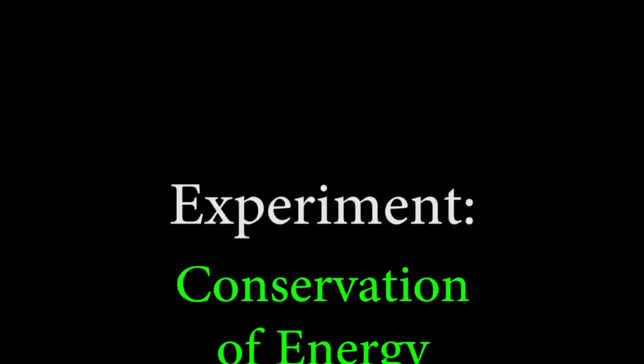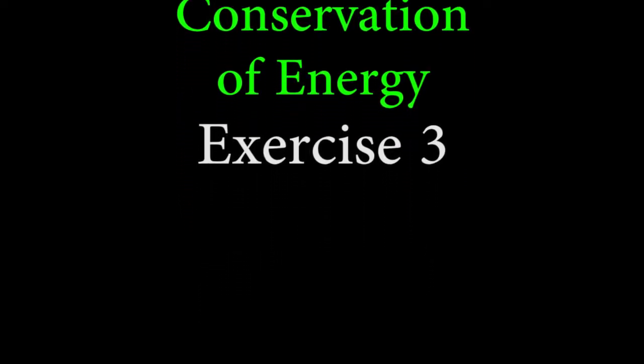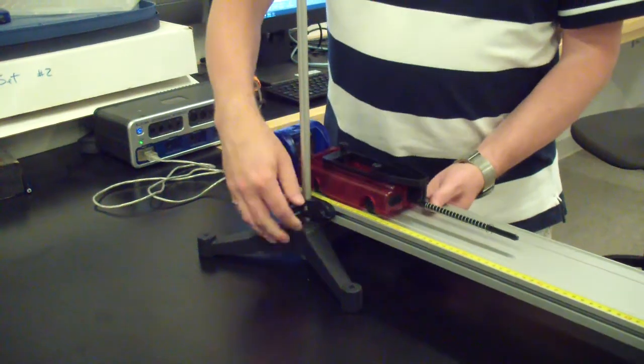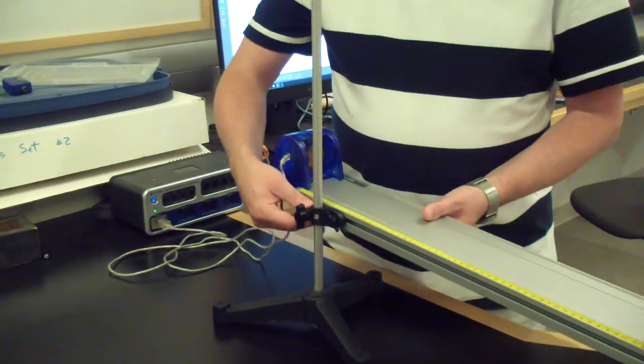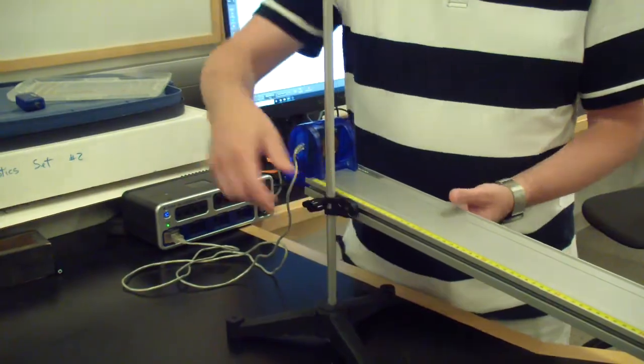In exercise 3, we'll be launching a cart up an incline and plotting the maximum gravitational potential energy plus the work done by friction against the initial potential energy stored in the spring. Raise the end of the track. It should be high enough that the cart doesn't hit the sensor when fully plunged. Aim for a minimum of about 25 centimeters from the table.